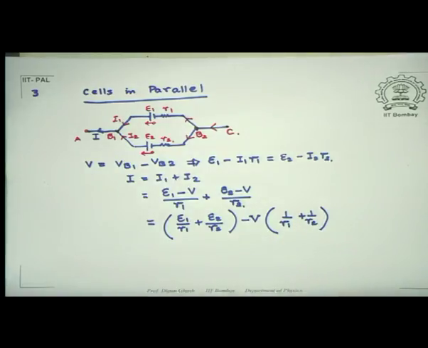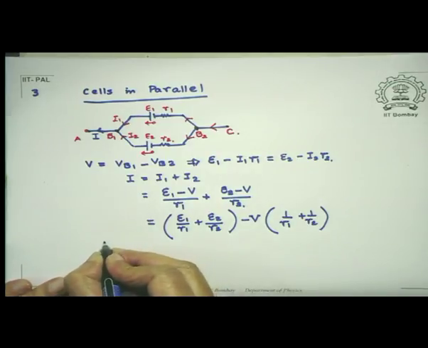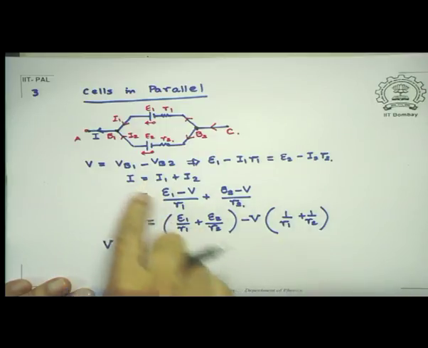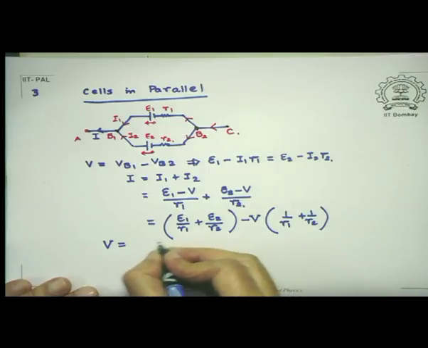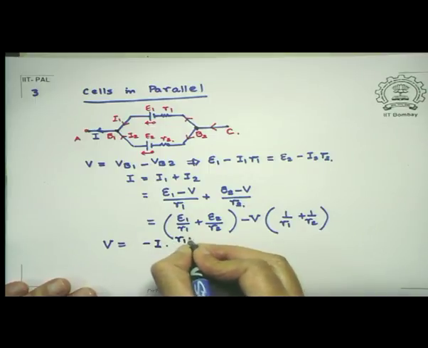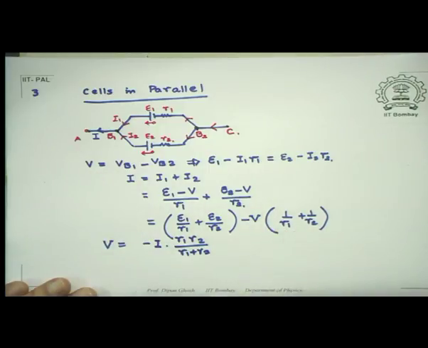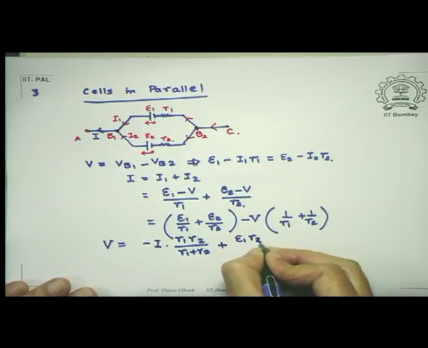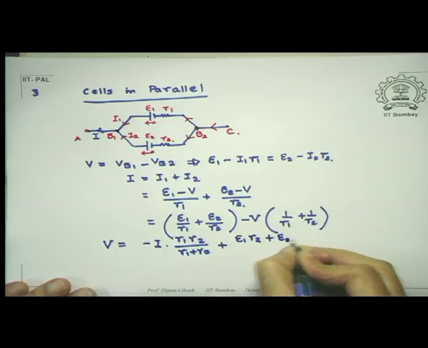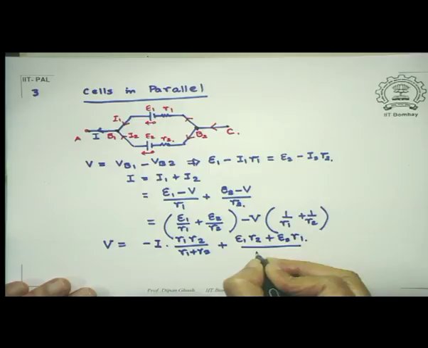So look at this expression. Supposing I now find out what is my V, just rewrite this accordingly. So I get, firstly, a minus I into R1 R2 by R1 plus R2. This is simply multiplying both sides with the inverse of this, plus E1 R2 plus E2 R1 divided by R1 plus R2.